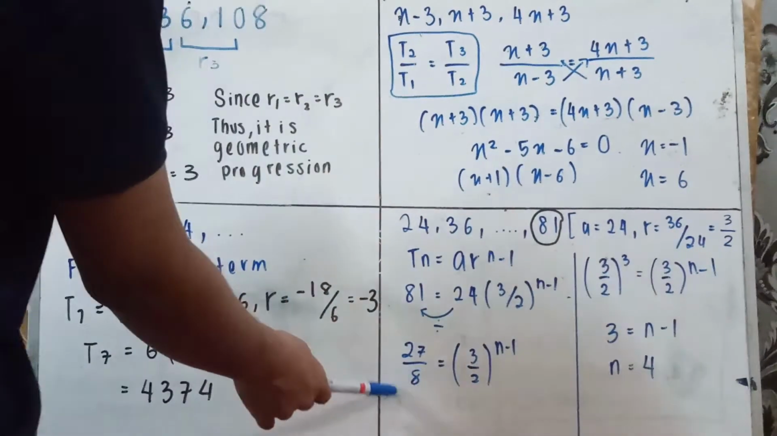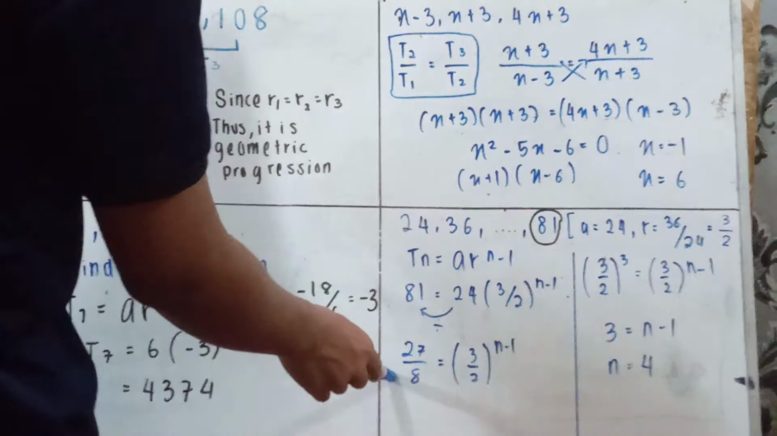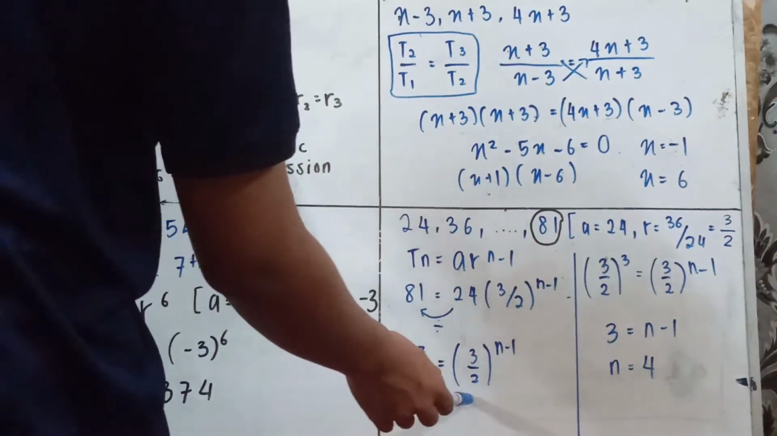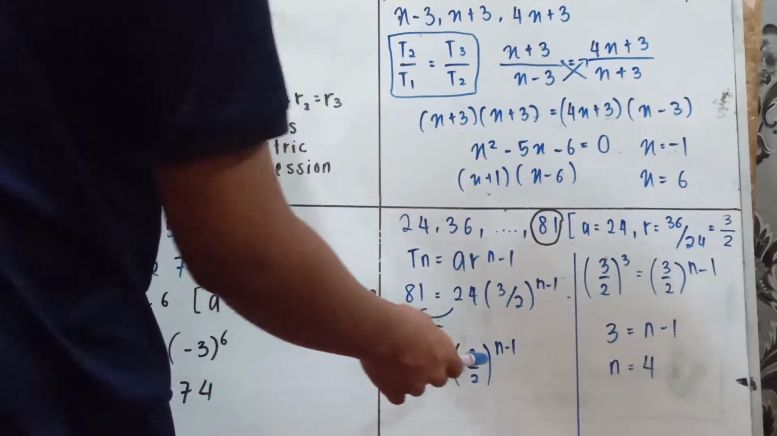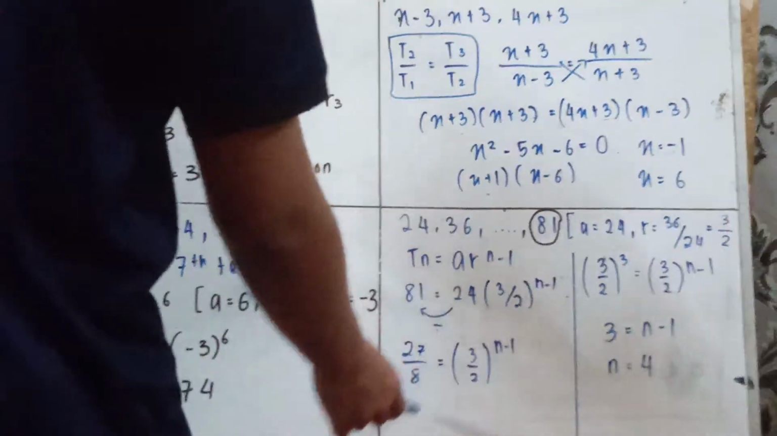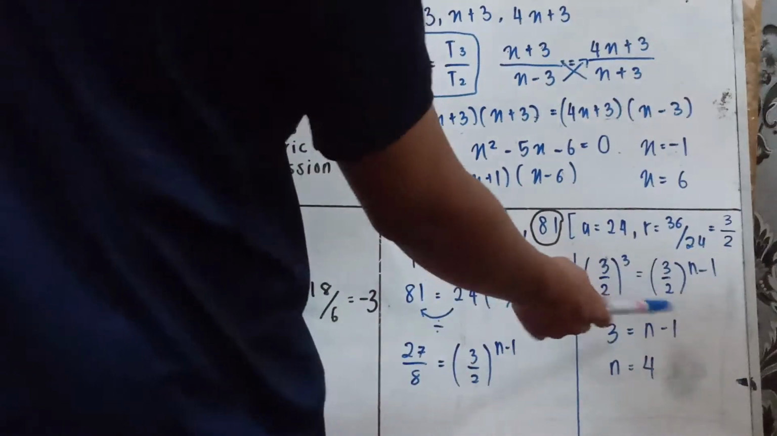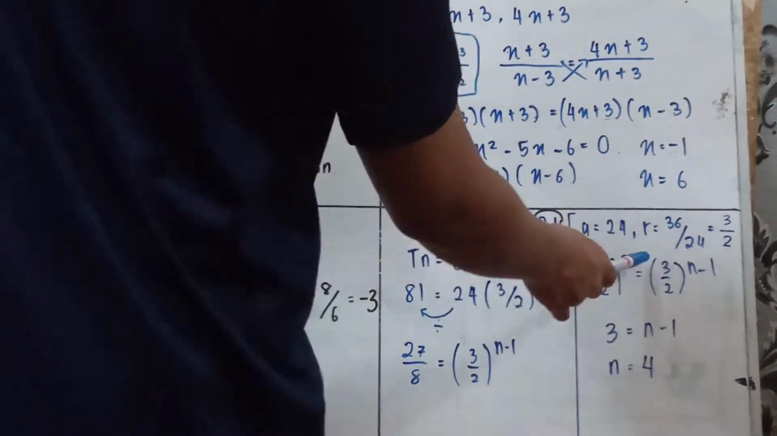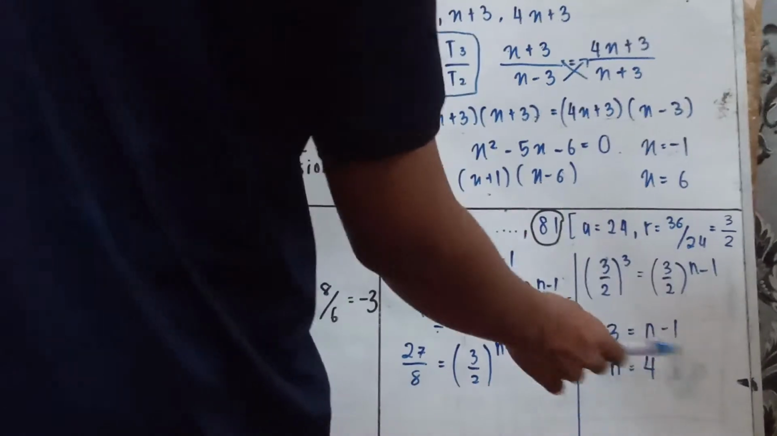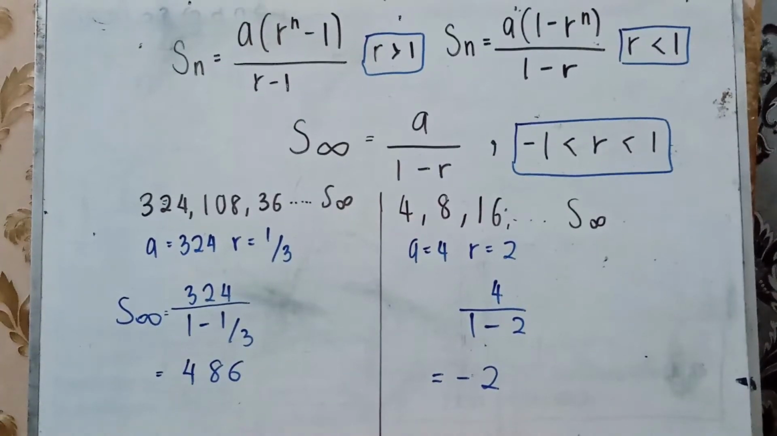Okay, in this situation we need to make sure that the number 27 over 8 has the same base, so we can make a comparison. It is indices. Once you get the number, you can make a comparison and equate the power, and you will get n is 4.